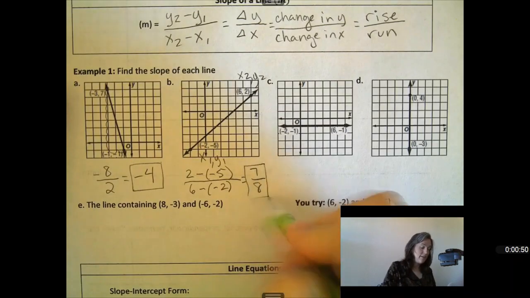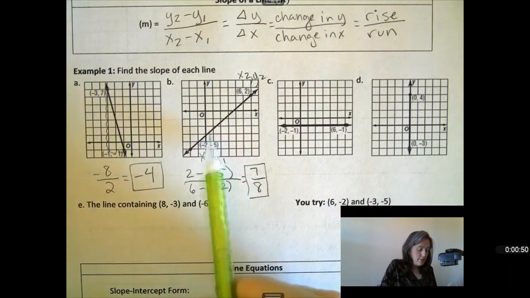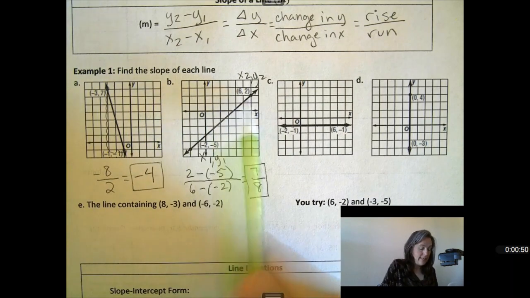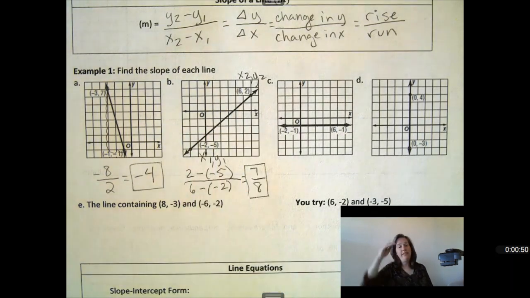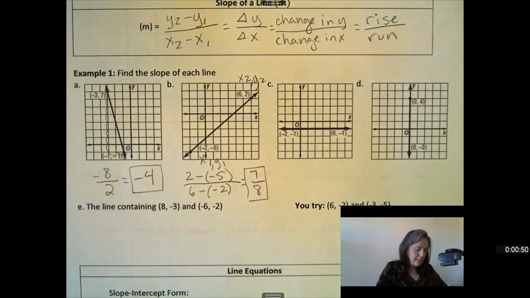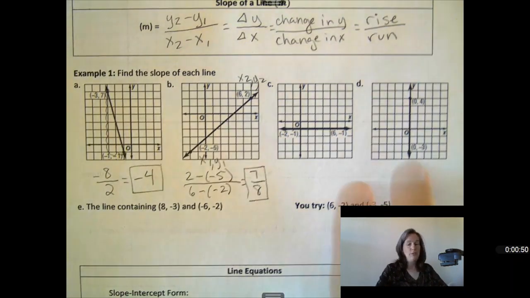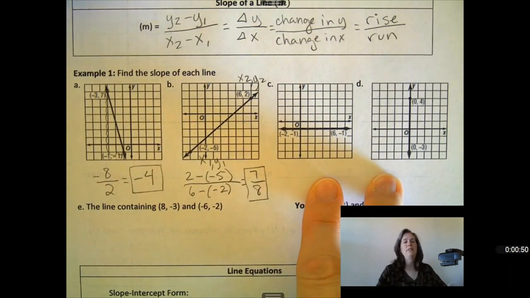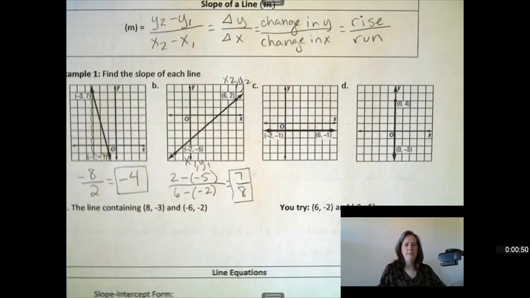And we used the formula for that. Now, you could check yourself real quick by counting. Does it rise 7 and run 8? Didn't go down, so it would be a positive 7 and it would be a positive 8. Okay, C, this one is a special case, so we want to look at this. There's 2 special cases here. We want to look at both of those so that you can recognize them when you see them.